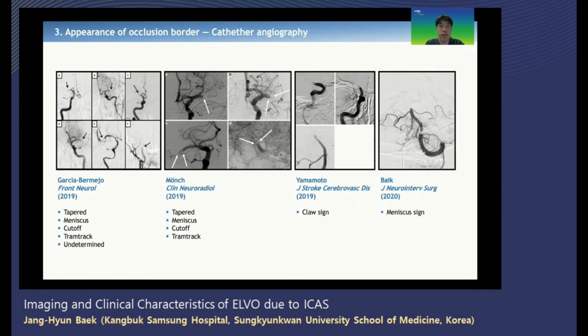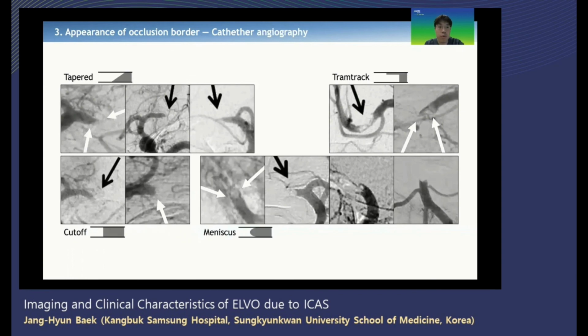ICAS. The third finding to suggest ICAS LVO is the appearance of the occlusion border, which means the shape of the most proximal margin of the occlusion segment. All of these were recently reported from the last year. A total of 4 articles focused on the association between occlusion border appearance and occlusion pathomechanism or endovascular success.